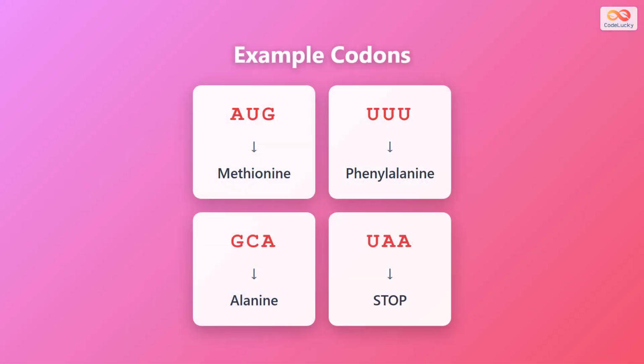Let's look at some specific examples. The codon AUG codes for the amino acid methionine and also serves as the start signal for protein synthesis. UUU codes for phenylalanine. GCA codes for alanine. Interestingly, some codons like UAA don't code for any amino acid at all. Instead, they serve as stop signals that tell the ribosome that protein synthesis is complete.